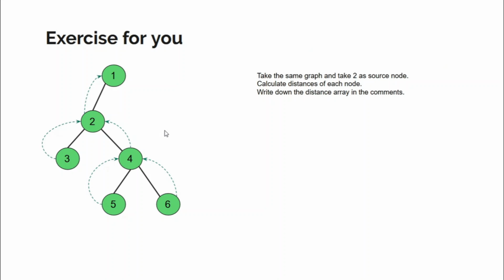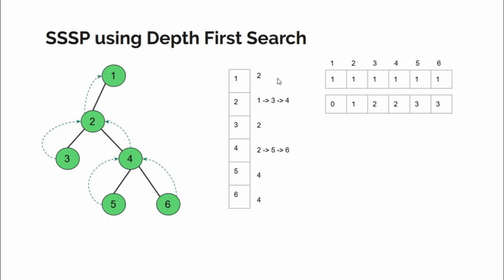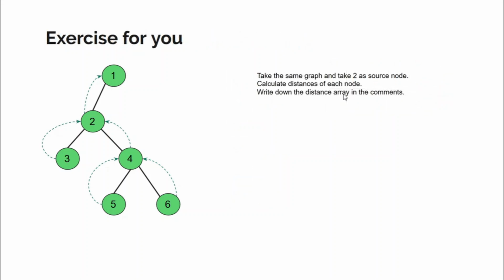To find single source shortest path on a graph, we have to use other algorithms like Dijkstra's. So this is how you calculate it, and this is an exercise for you. In the example that I've shown you, I've taken 1 as the source vertex. Try to run the same algorithm on this same tree, but this time take 2 as the source node, and then you can comment your distance array in the comment section of the video.